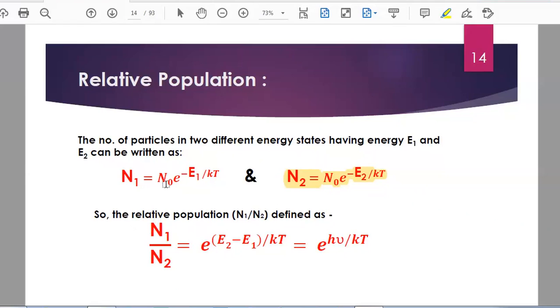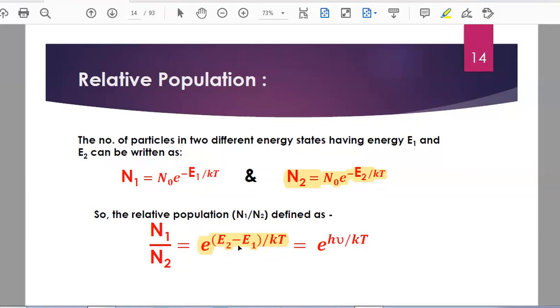You divide it, and this n0 will cancel out, of course. If you rearrange the terms a little bit, you will get a term: e to the power E2 minus E1 by kT. I hope this is very simple mathematics and you are able to do that. Now if you remember carefully, this E2 minus E1: E2 is the energy of level 2, E1 is the energy of level 1, and here it is the difference of these two, E2 minus E1.